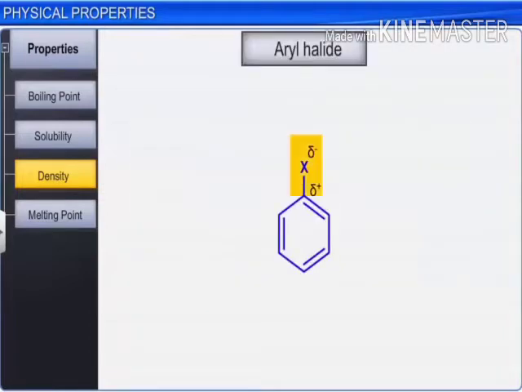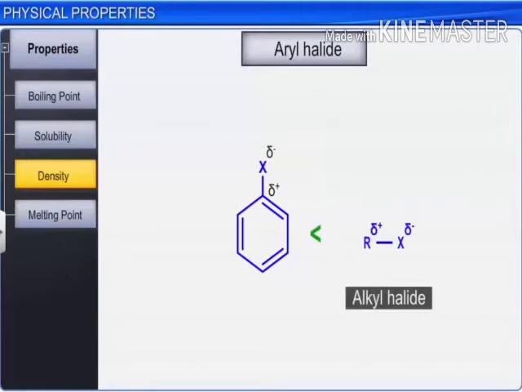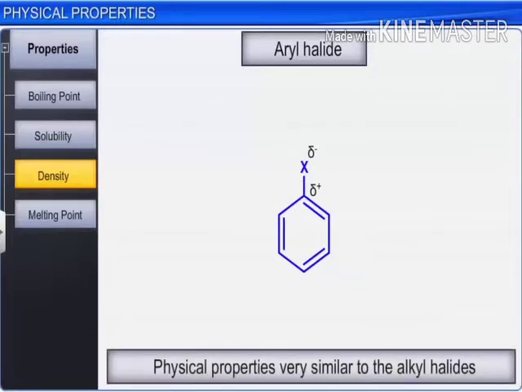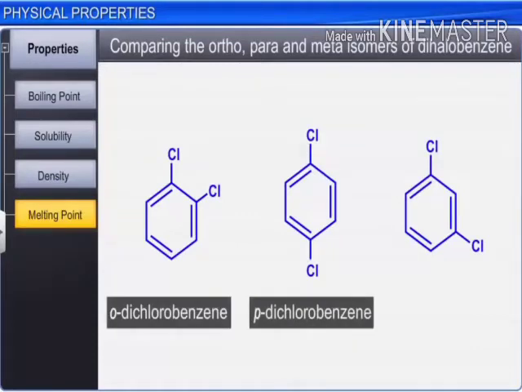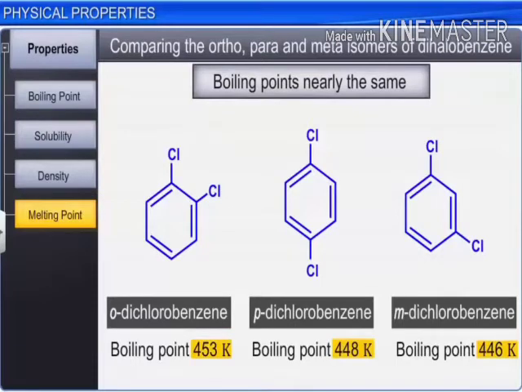Aryl halides are polar molecules due to the presence of the polar carbon-halogen bond, but they are less polar than alkyl halides. Aryl halides have physical properties very similar to alkyl halides. We should make special note of the isomers of dihalobenzenes. If we compare the ortho, para, and meta isomers of dichlorobenzene, we see that their boiling points are nearly the same.